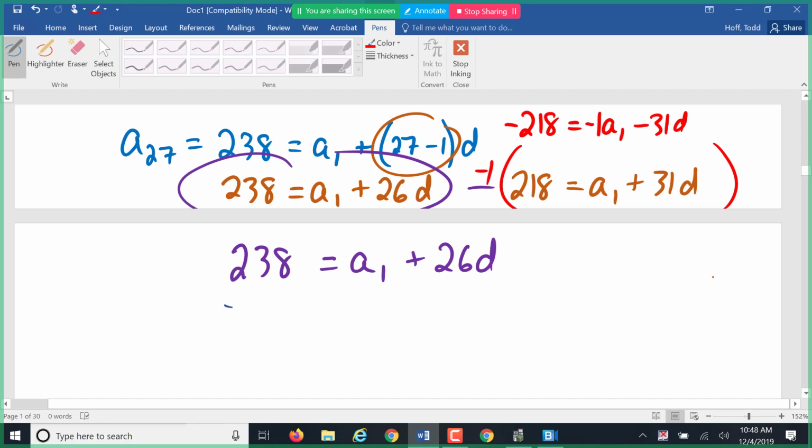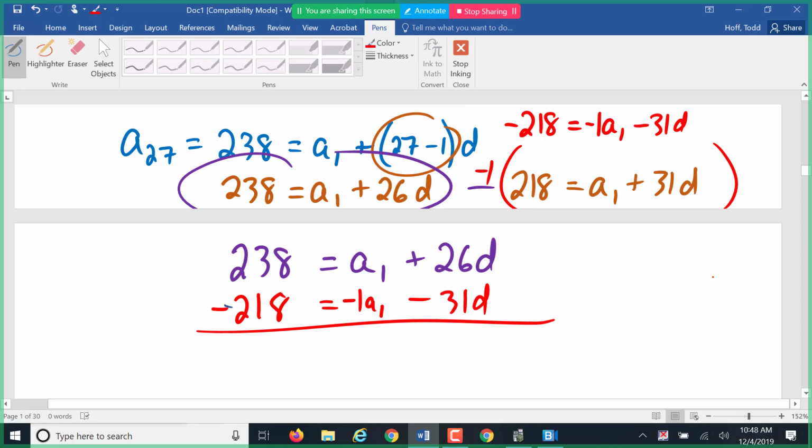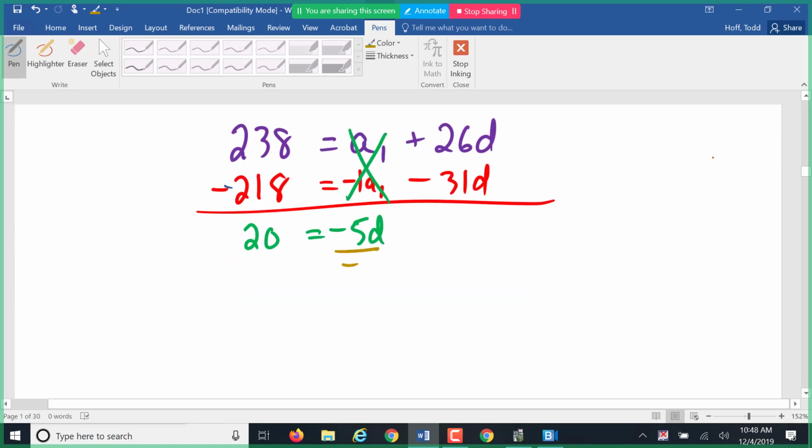And now I'm going to do this just like we did elimination in our systems of equations, because that's what this is. This is just a system of equations. I have a negative 1 A1. So negative 218 equals negative 1 A1 minus 31D. On the left side, 238 plus a negative 218 is just 20. A1 and negative A1 cancel out. 26D and a negative 31D is a negative 5D. So I solve for D by dividing by negative 5, giving me negative 4 equals D.